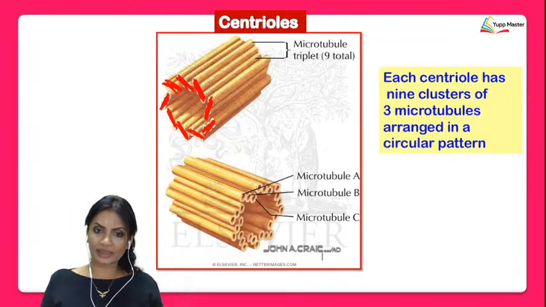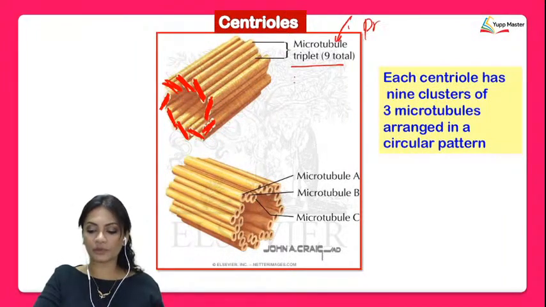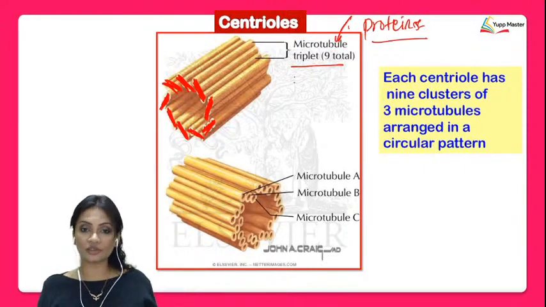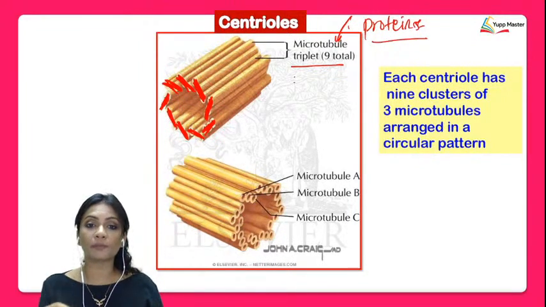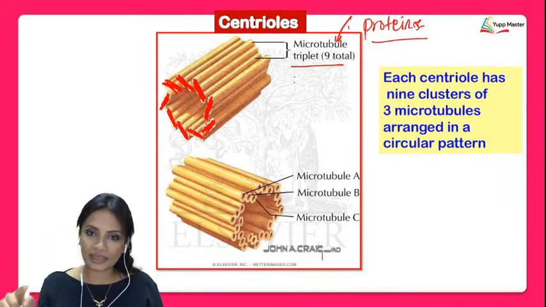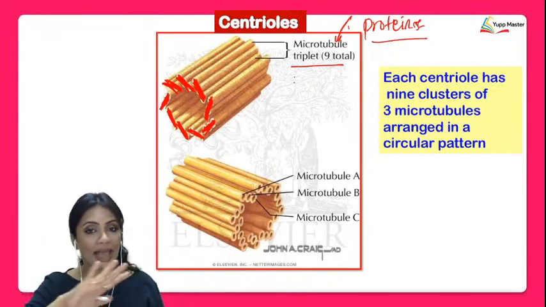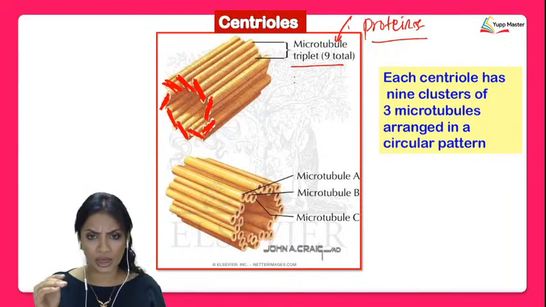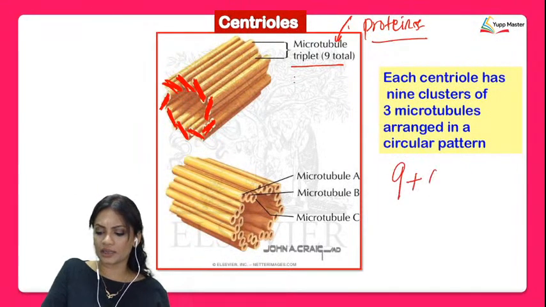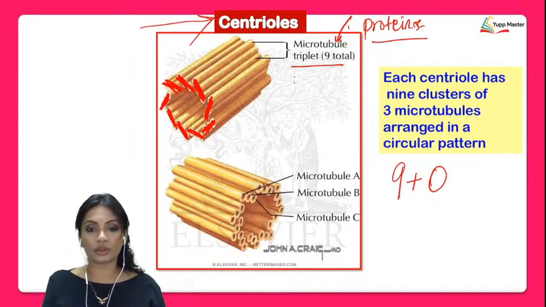Can you see that these triplets are made up of microtubules? What are these? Proteins. These microtubules are responsible for making up this whole centriole. Triplets, and 9 of them, all placed perpendicular to each other, and hence forming a circle. Is there anything present in the middle of the circle? Absolutely not. That's why we call this whole arrangement a 9 plus 0 arrangement. That is what is present in the centrioles.